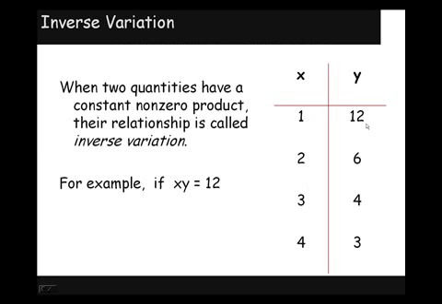When x is 1, y is 12. When x is 2, y is 6. When x is 3, y is 4. When x is 4, y is 3. Notice if you take any pair here and multiply them together, you get 12. 1 times 12 is 12. 2 times 6 is 12, and so on down the list.